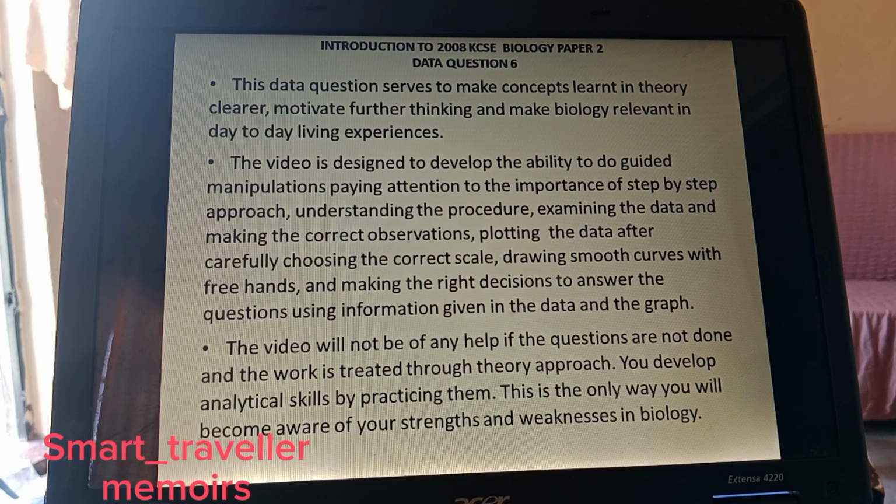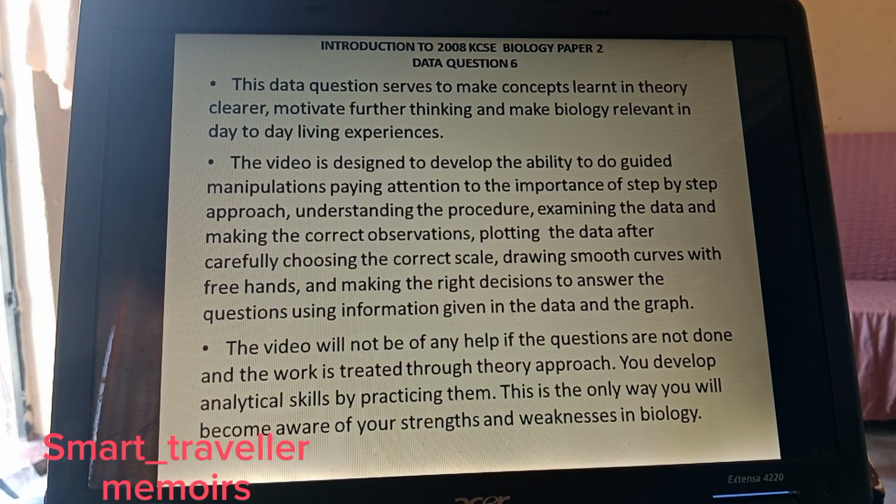Before we delve on it, I would also like to say this, that this data question serves to make concepts learned in theory clearer, motivate further thinking, and make biology relevant in day-to-day living experience. This video is designed to develop the ability to do guided manipulations, paying attention to the importance of step-by-step approach, understanding the procedure, examining the data, and making the correct observations.